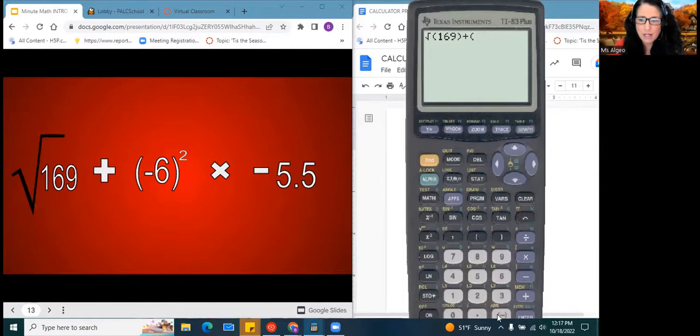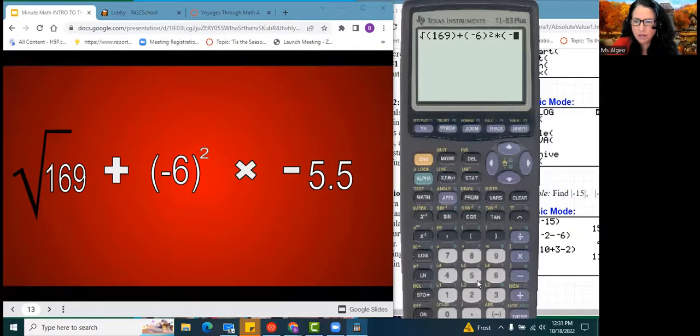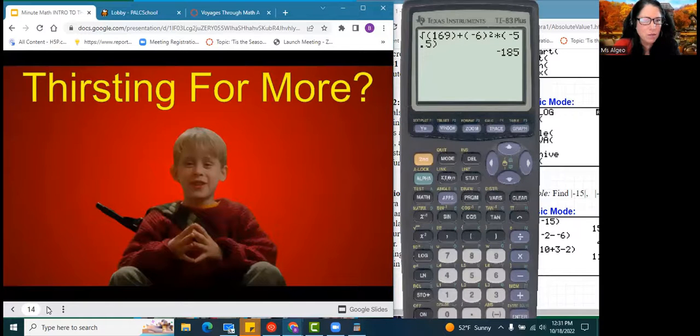to, remember our negative is down here, 6, close parentheses, square that, multiply negative 5.5 in the parentheses. Remember not to confuse negative and subtraction signs. And then we are going to press enter. Our answer is a negative 185. Okay, so let's keep on going.